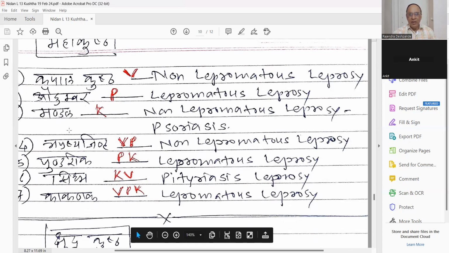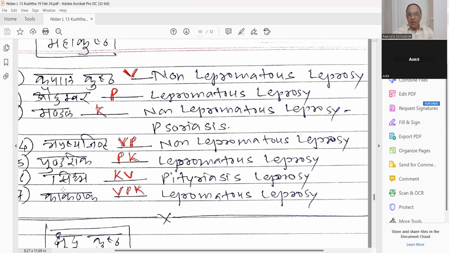Kapal, Audumbar, Mandala, Rishyajiva, Pundarika, Sidmaka, Kanaka, Mahakushta. Kapal is Vata pradhan. Audumbar is Pitta. Take screenshot. Mandal is Kapha. Then VP, PK, Kaphavata, and VPK. Very easy to remember. Very easy.